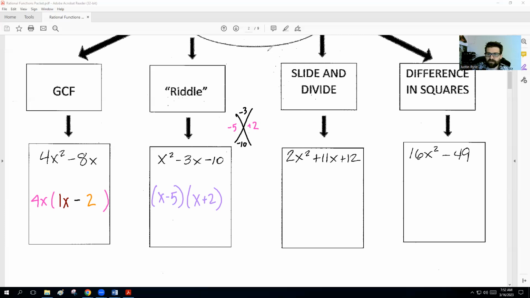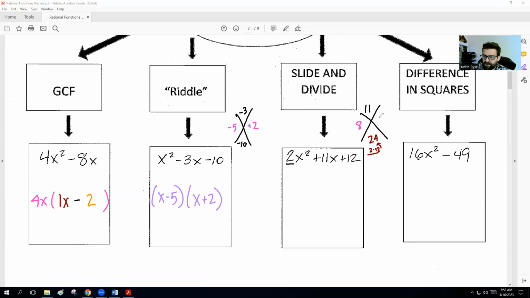The other one we learned was the simplify and slide technique. You will notice those because they have a number in front of the x term. The a term is more than 1. We're still going to figure out what number adds up to get 11, but we are going to multiply 2 times 12, which is 24. We multiplied the outside numbers together. So we need to think of that magic combination: what can multiply together to get 24 and add together to get 11?